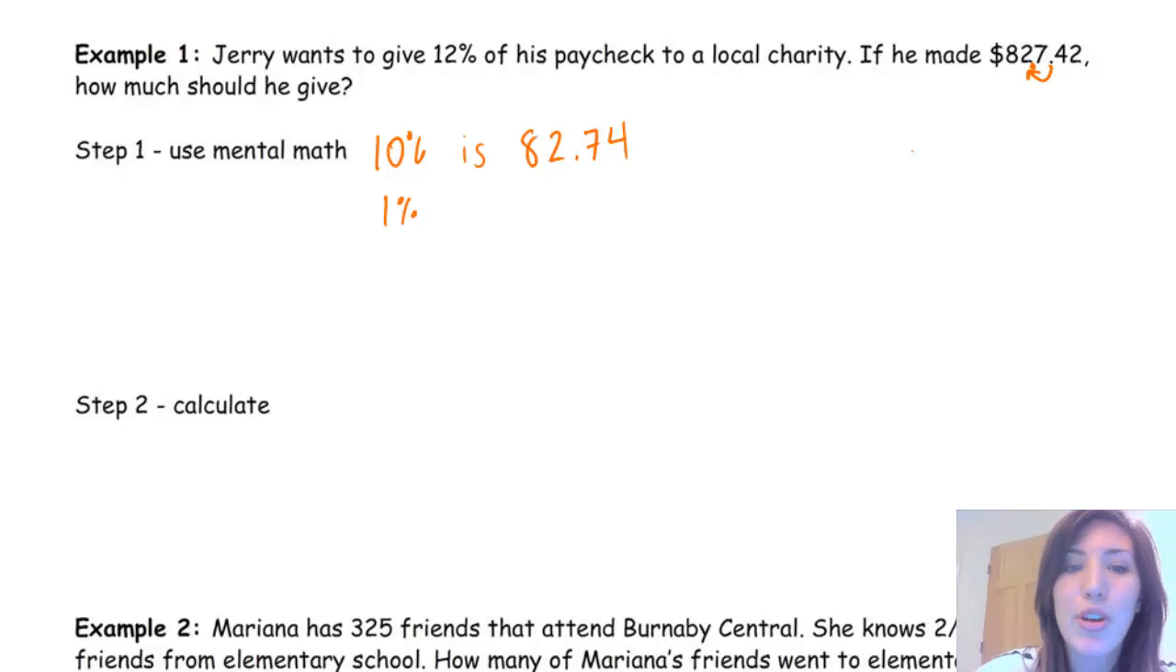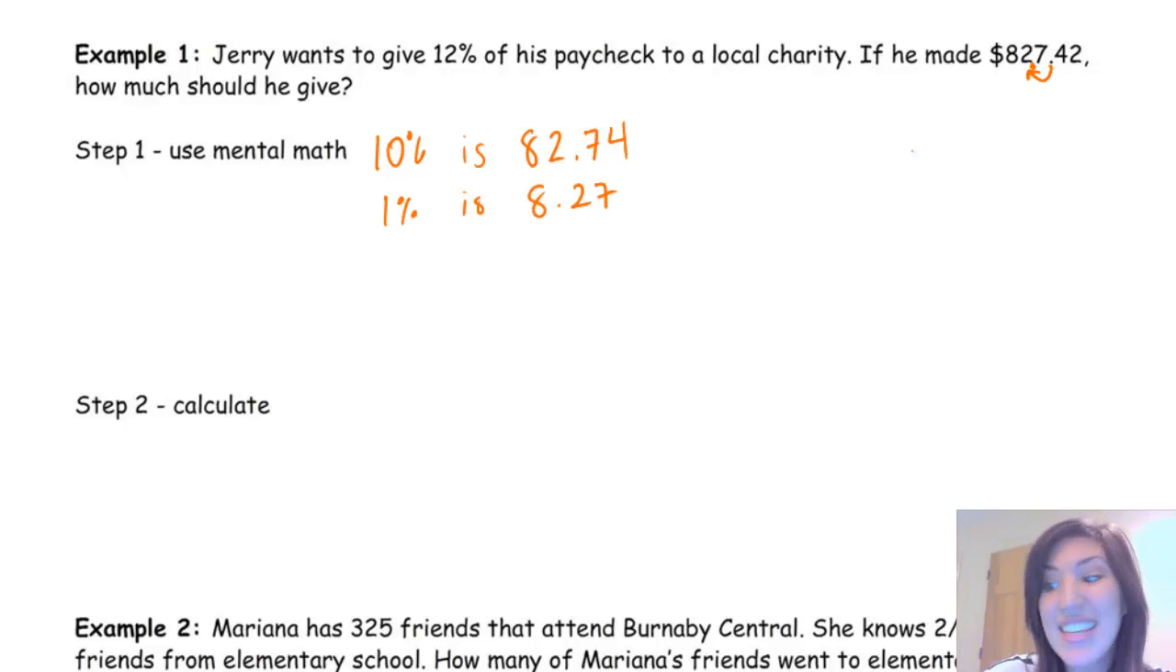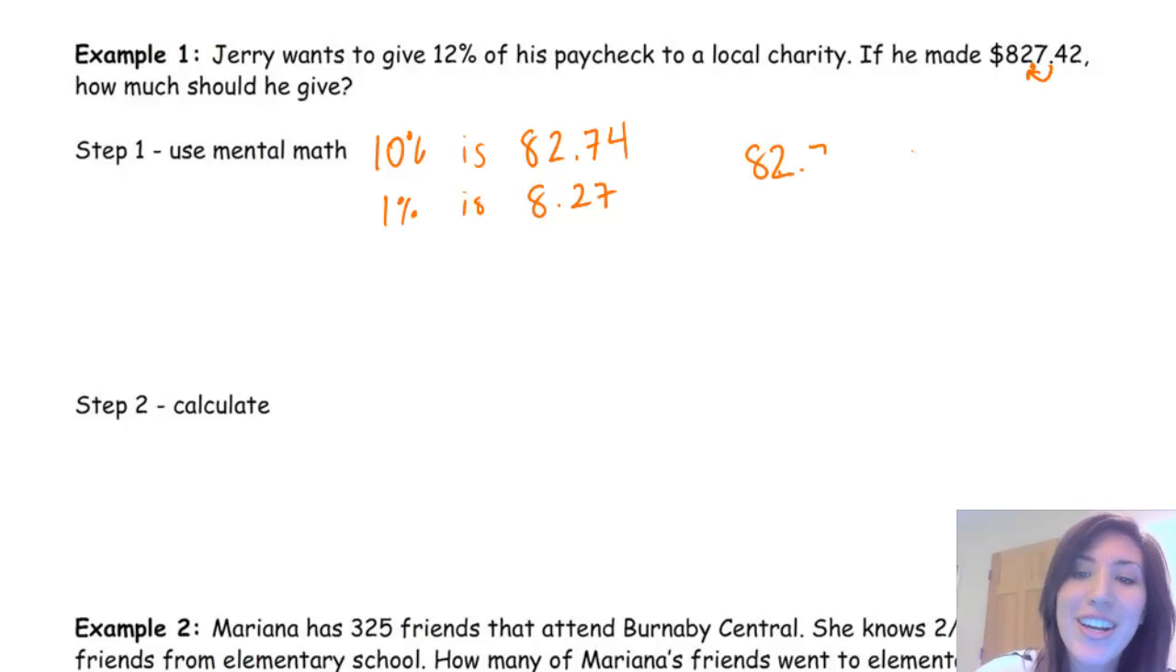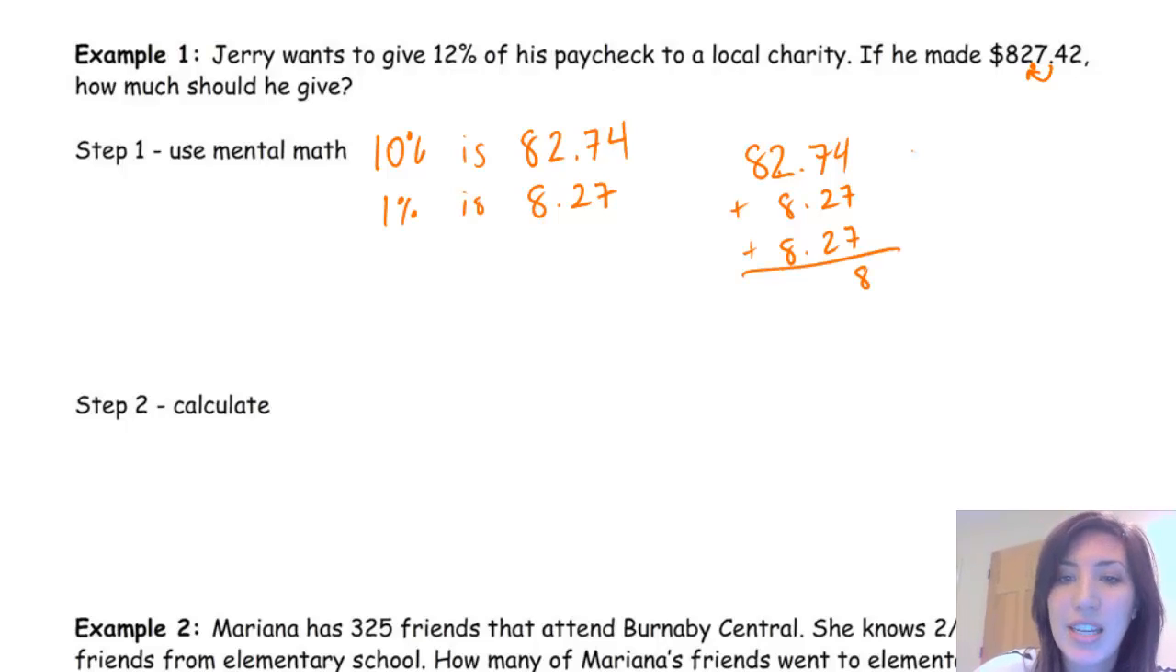Additionally, we can think of what 1% is. 1%, we just bump it over twice, is 8.27. So we could just add these up. 82.74 plus 8.27 is 11%, plus another 1%. That should give us 12%. So about 99.28.